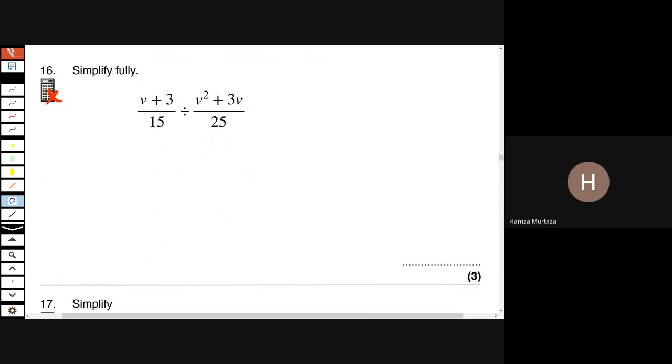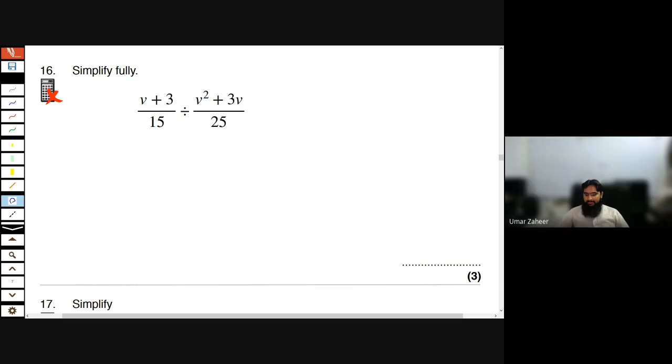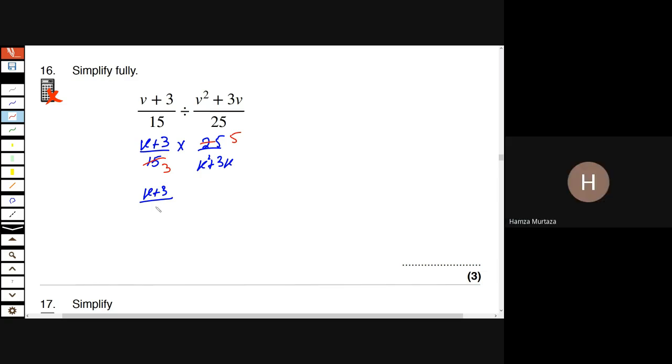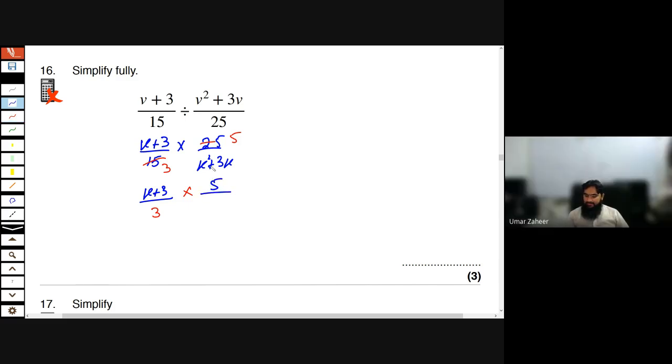All right. The next one: simplify (v plus 3) divided by 15, divided by (v square plus 3v) divided by 25. Change it into multiplication, it will be 25 over v square plus 3v. We can factorize here as well. We have v plus 3 divided by, just cancel out, 5 times 3 is 15, 5 times 5 is 25. So it will be 5 divided by, look here, it can be factorized more.